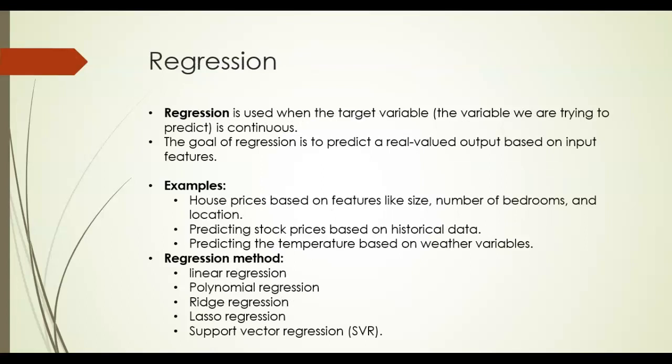Then we have regression. In regression, the target value we are trying to predict is continuous. Continuous means it predicts some real valued feature. For example, house price. House price is not yes or no, or price is high or low. We are predicting some values, some numbers, real valued numbers. So this comes under regression. In regression also we have linear regression, polynomial regression, ridge regression, lasso and support vector regression.